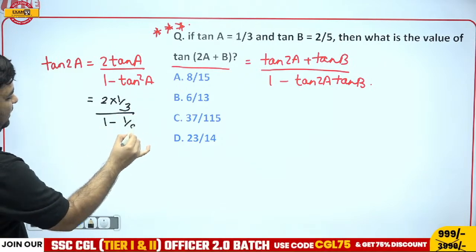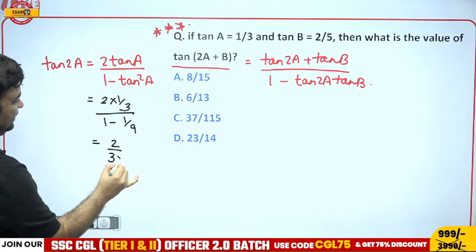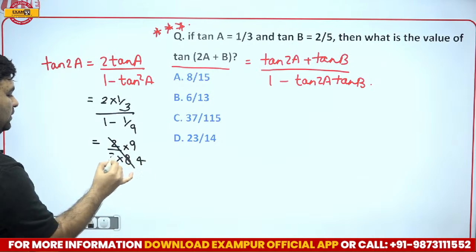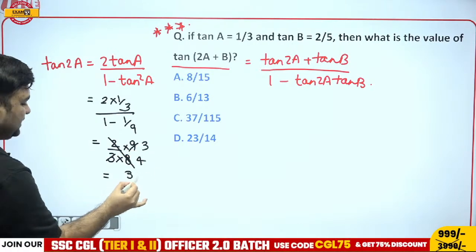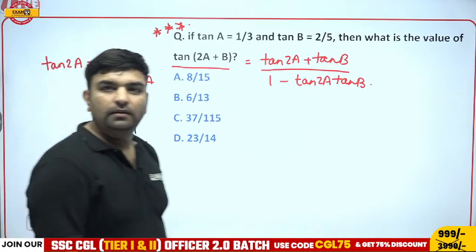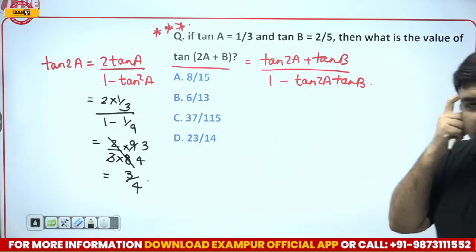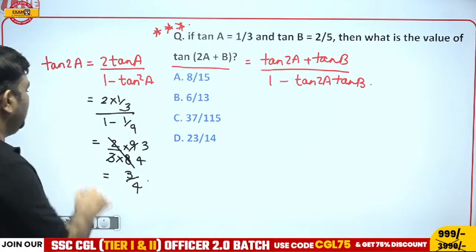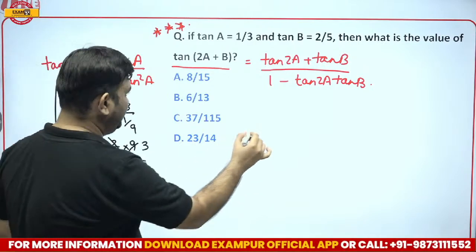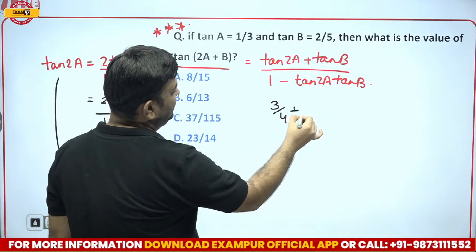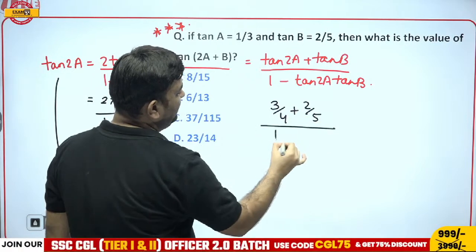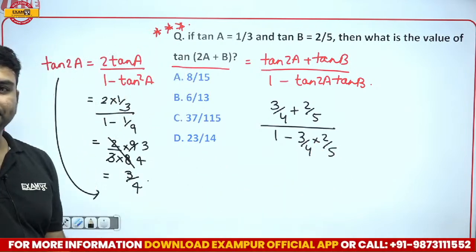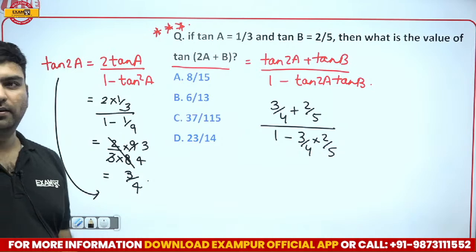1 by 3, tan square a is 1 by 9. 2 by 3 upon 8 by 9. I hope it is coming 3 by 4 for sure. Yes, 3 by 4. So now, guys, I would be using tan 2a directly as 3 by 4. Tan b is 2 by 5, so 3 by 4 plus 2 by 5 upon 1 minus 3 by 4 into 2 by 5. Problem is over.